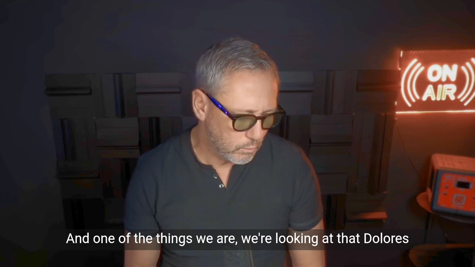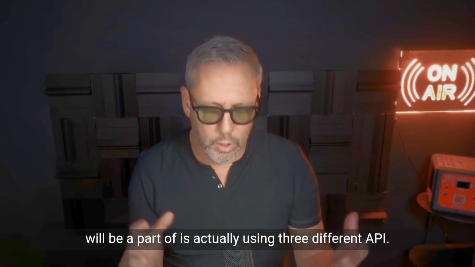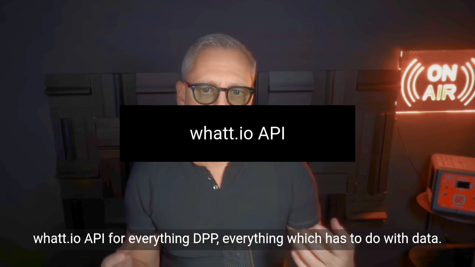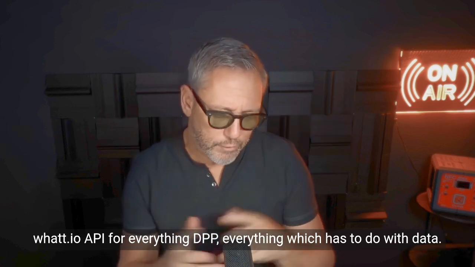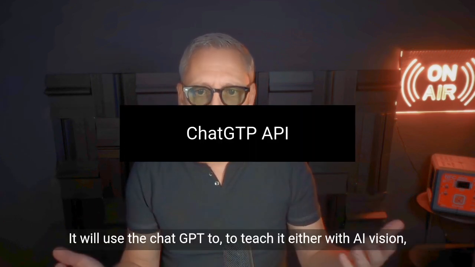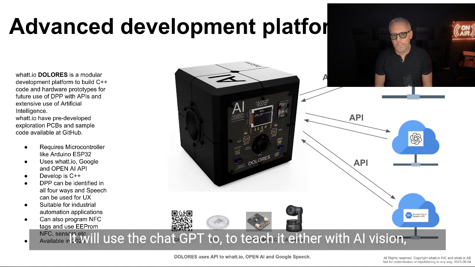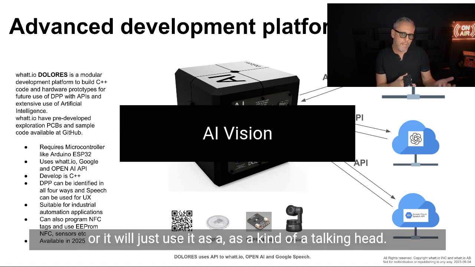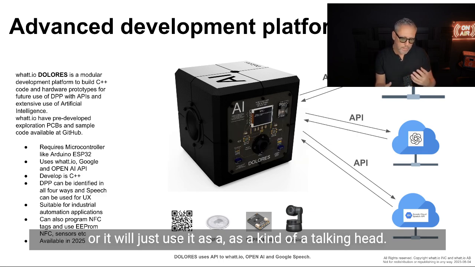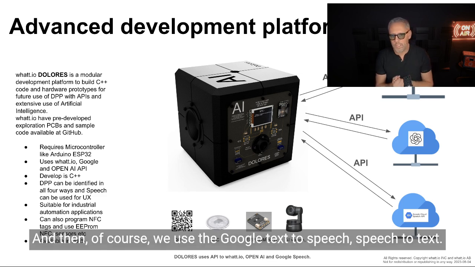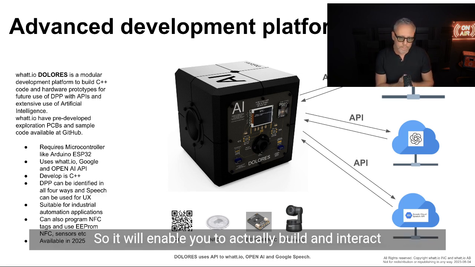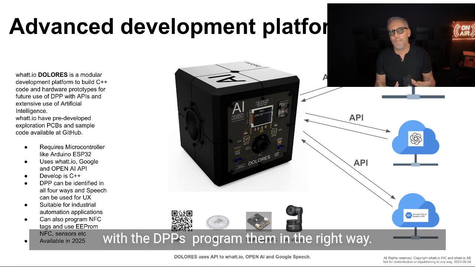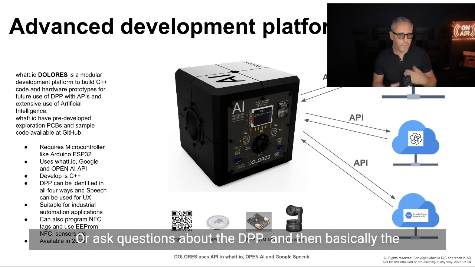And one of the things we're looking at that Dolores will be a part of is actually using 3 different APIs. So it will use the What.io API for everything DPP, everything which has to do with data. It will use the ChatGPT to teach it either with AI vision, or it will just use it as a kind of a talking head or a chatbot. And then, of course, we use the Google text-to-speech, speech-to-text. So it will enable you to actually build and interact with the DPPs, program them in the right way, or ask questions about the DPP.